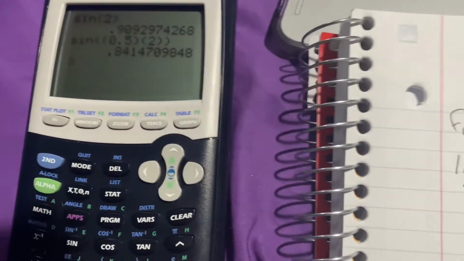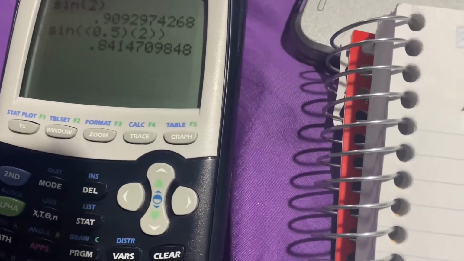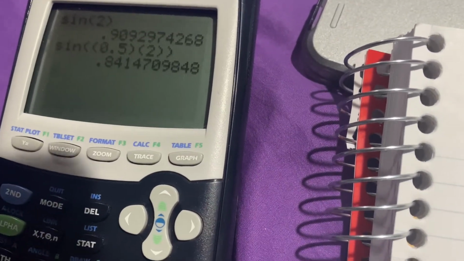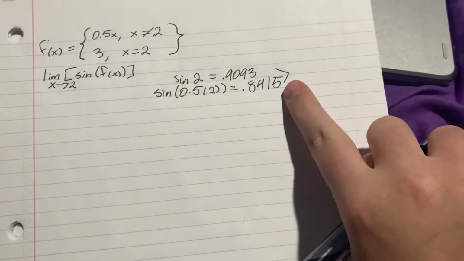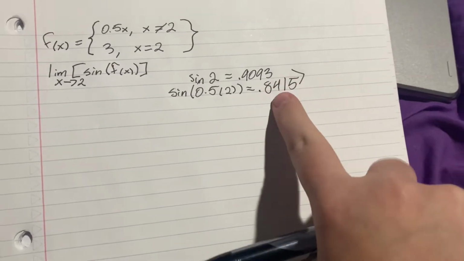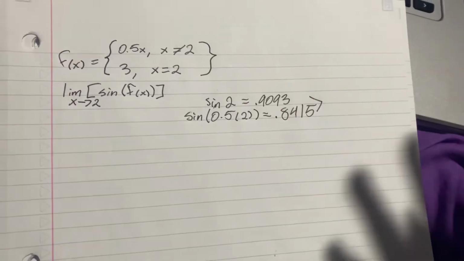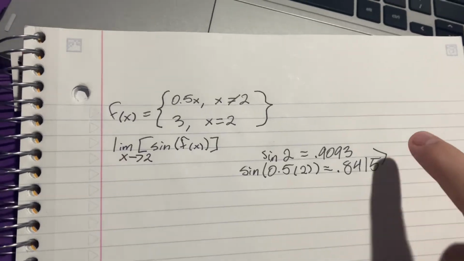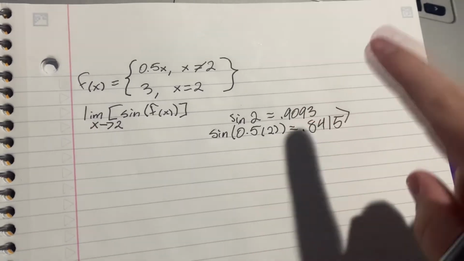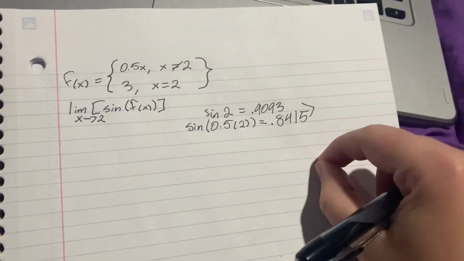All right, so it looks like it's going to be 0.8415. So because these two numbers do not add up to the same number, then it looks like we will not have a limit because they will not equal each other. So on the graph, the lines will not meet.